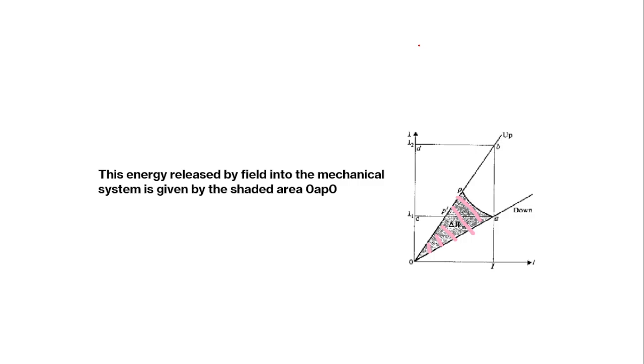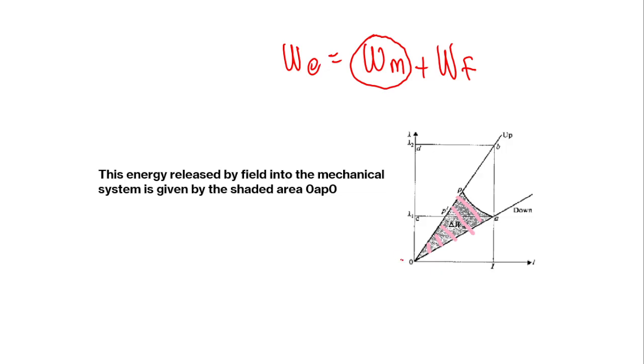Okay, cool. And we have Wm, the energy released by the field. Remember, we have We, your Wm plus your Wf. The mechanical work done to move it from the down position to the up position will basically just be the shaded region in between, which is here. So it'll be 0 to A to P, back down to 0.